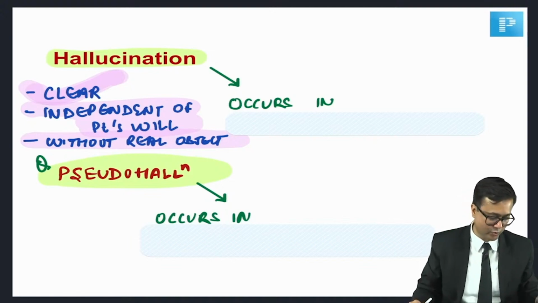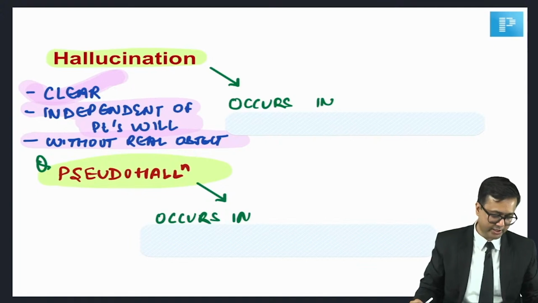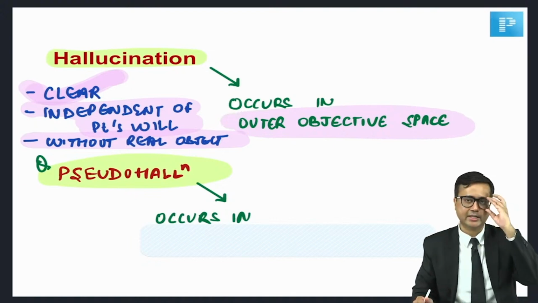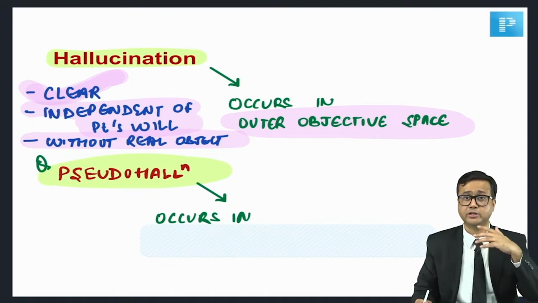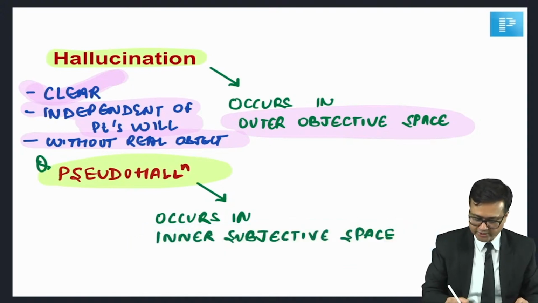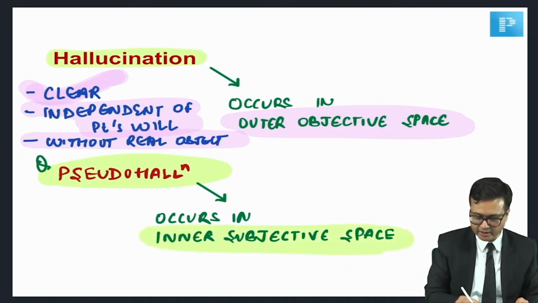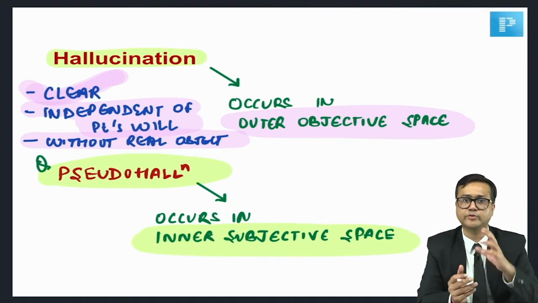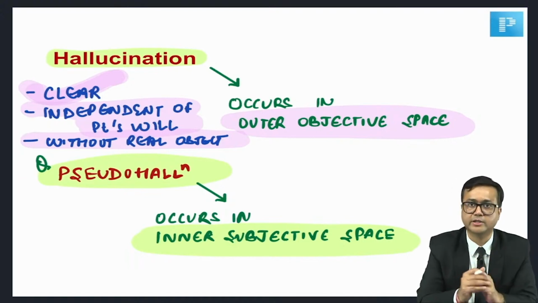Where it is occurring? Very good. So can you tell me how will you differentiate? Hallucination, we say, occurs in the outer subjective space, like this patient who is saying, sir, I can see another person sitting on the left side of you. So he is able to see the person outside in the external space. So this is hallucination. Then what is pseudo hallucination? In pseudo hallucination, the patient experiences it in the inner subjective space. Please remember this. This was the FMGE question asked last year. How to differentiate pseudo hallucination from hallucination? See where it is occurring.